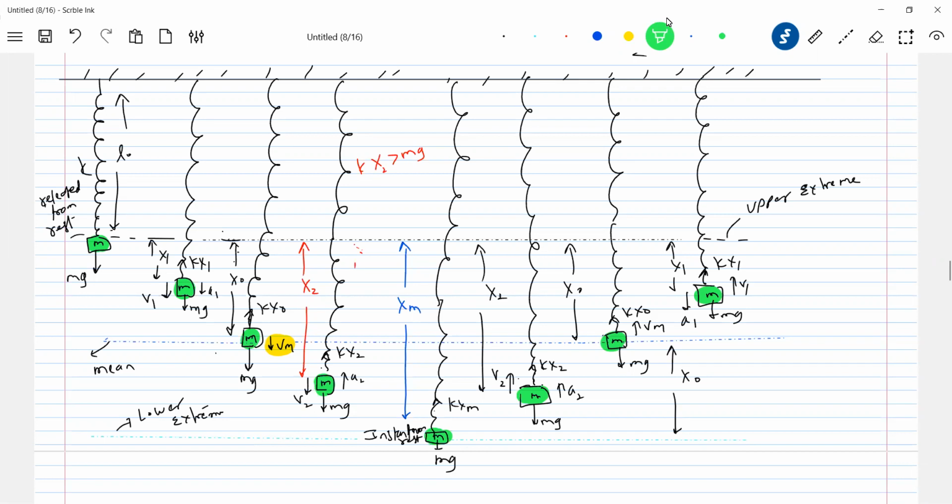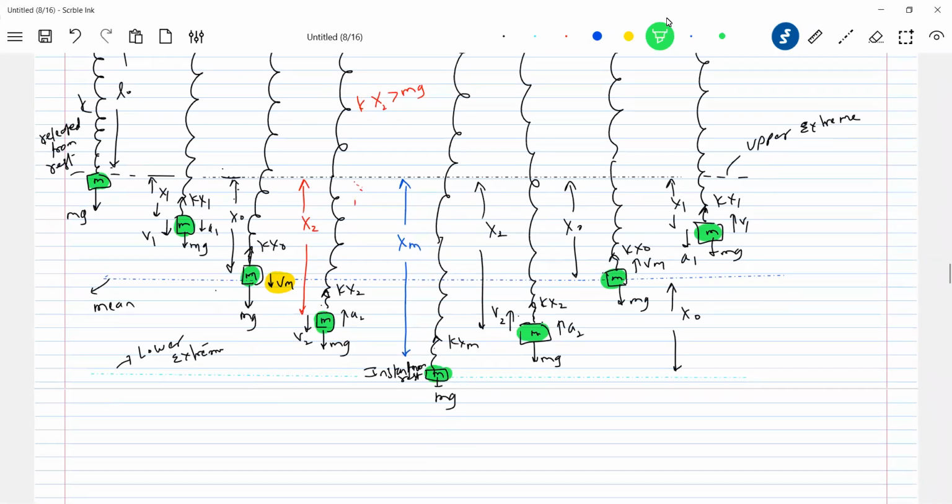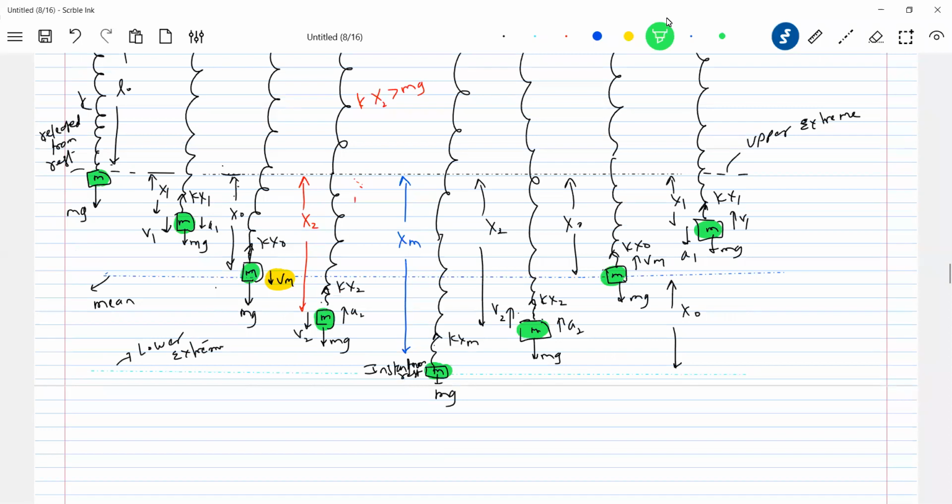Now you can say that the distance from the upper extreme to the mean, and from the mean to the lower extreme, will be x naught only. So let's do one thing. When the block leaves from rest, and again at the lower extreme it will be at instantaneous rest, can I apply conservation of mechanical energy here? What are the only forces doing work? The weight and spring force. The spring force is a conservative force.